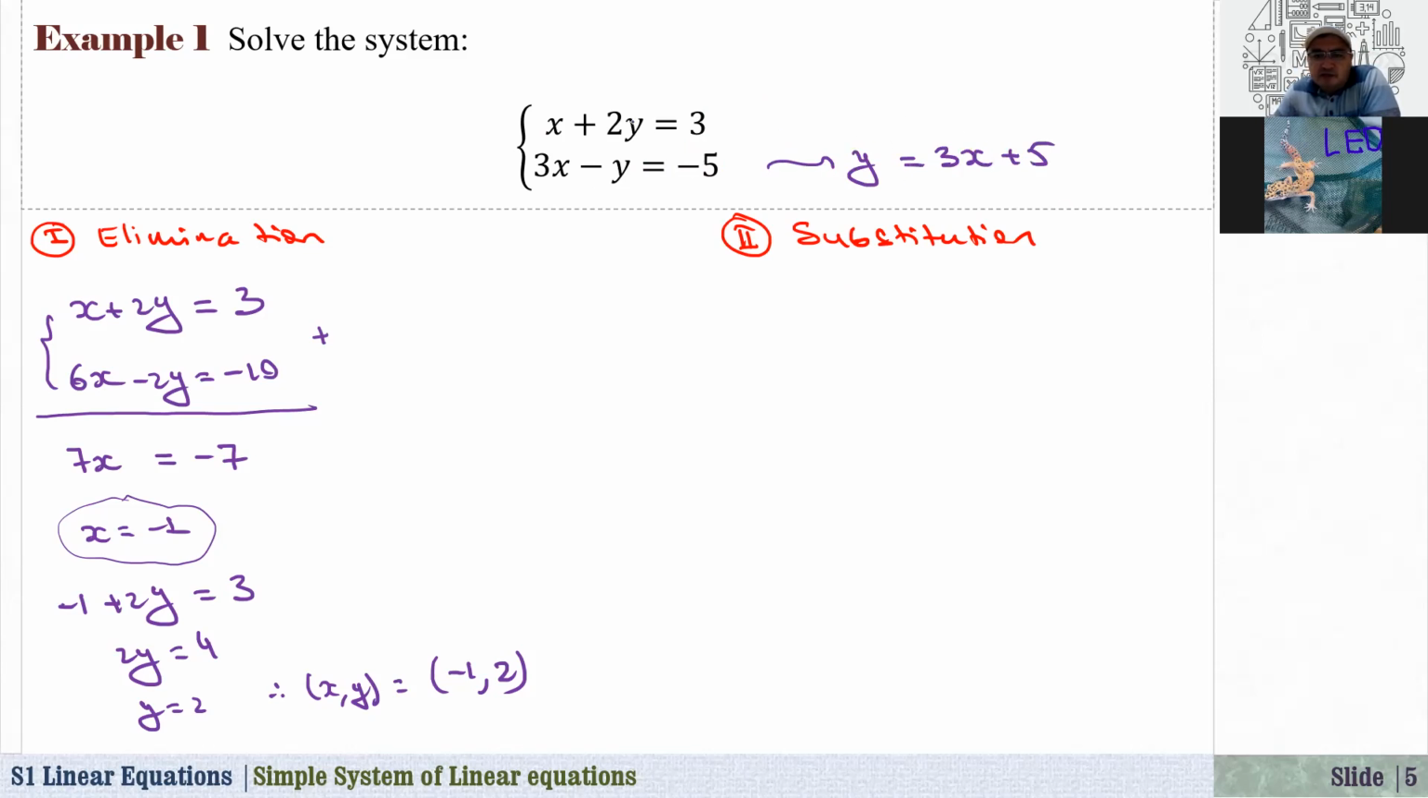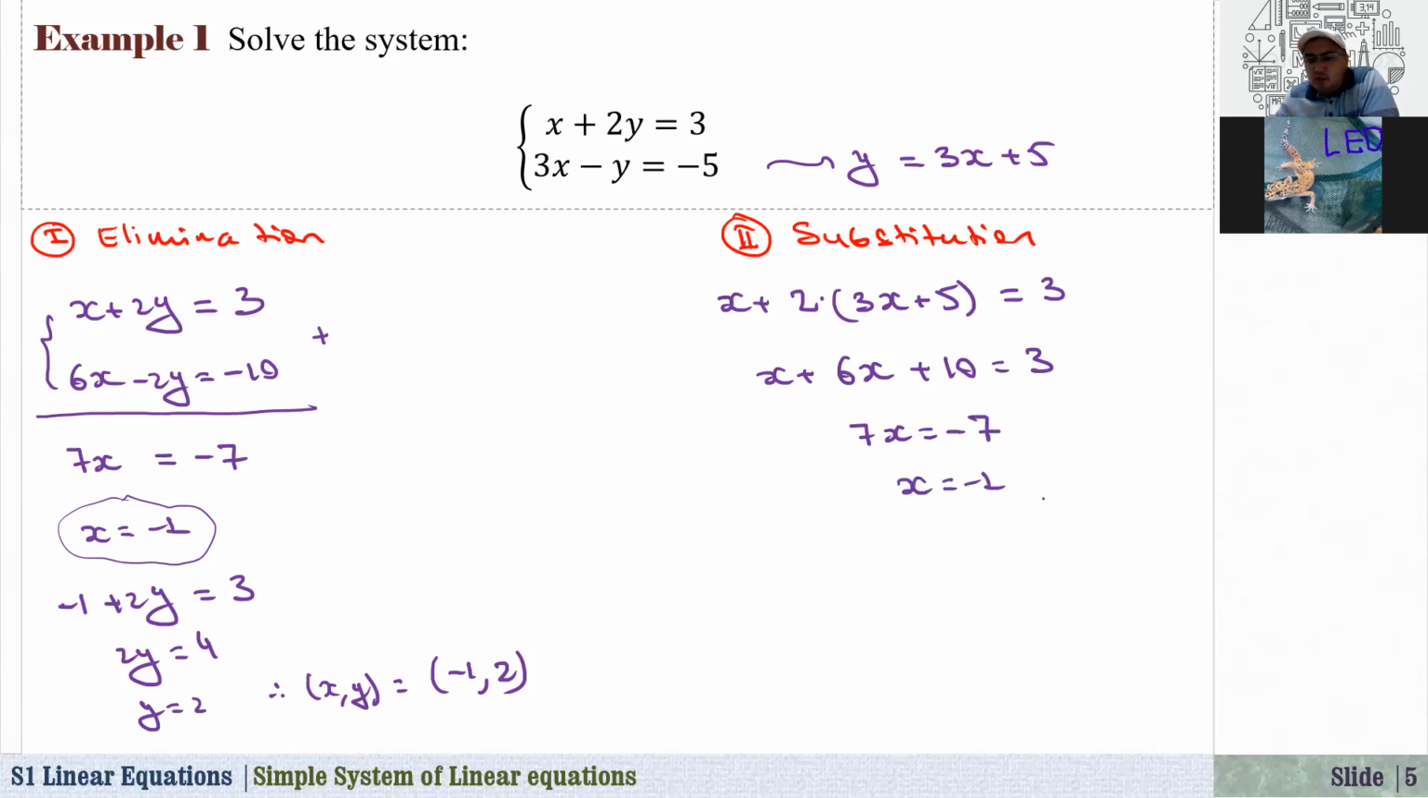Now I'm going to substitute this into the first equation. Then here we have x plus 2 times y. What is y? y is 3x plus 5, is equal to 3. Now we have a linear equation in one variable. We know how to solve this from the previous class. Here we have x, 2 times 3x, it is 6x, 2 times 5, it is 10. On the right-hand side, we have 3. x plus 6x, that is 7x. Take 10 to the right-hand side, 3 minus 10, that is -7. So from here, x equals -1.